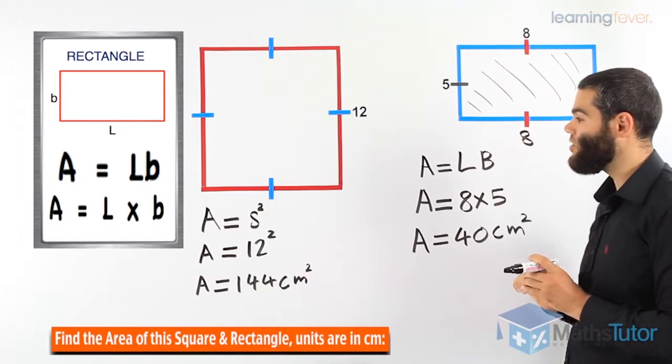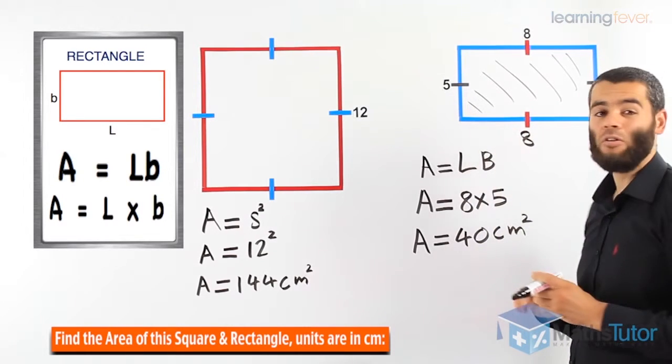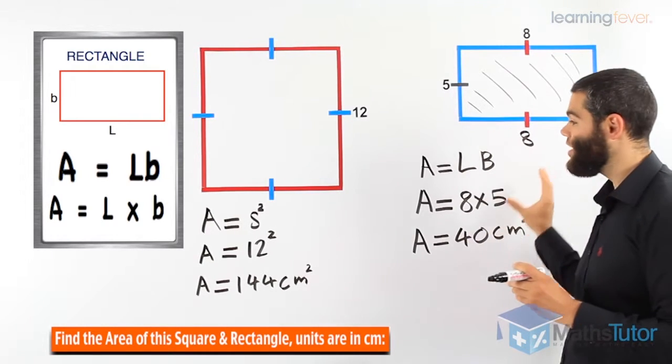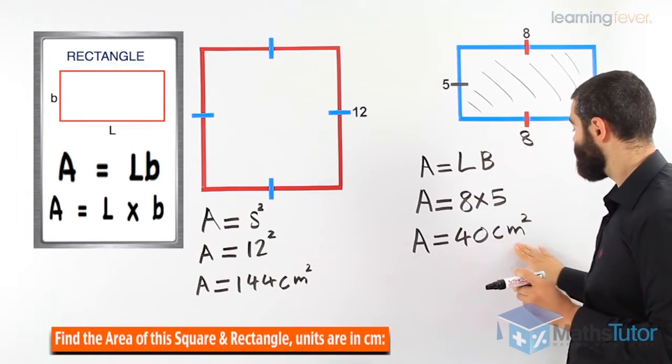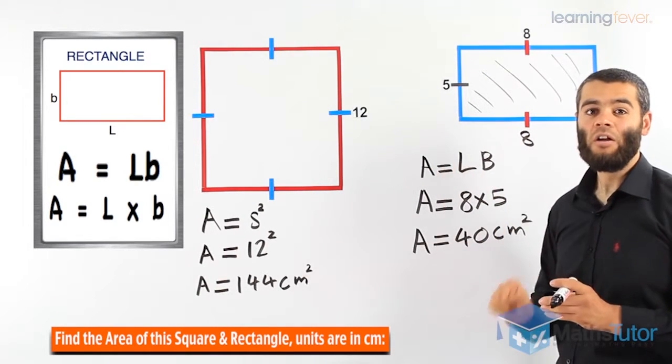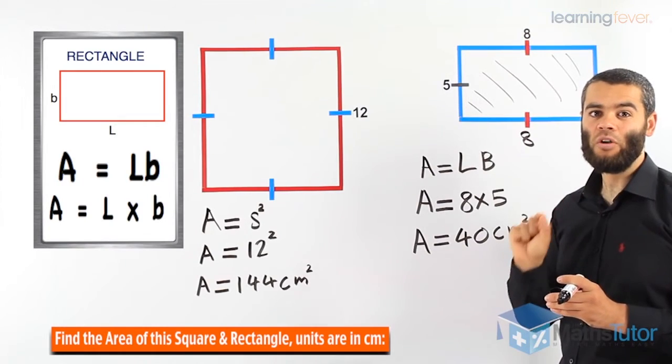However, here we are told to find the area of the square and the rectangle. Units are in centimeters. So here we worked them out. We wrote out centimeters squared. This is the area of a rectangle, and this is the area of a square. Remember, always memorize your formulas. You won't ever go wrong.